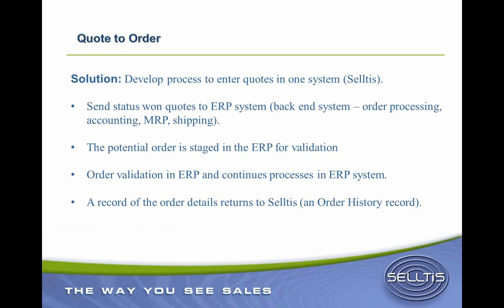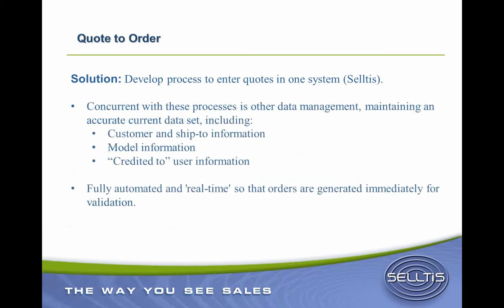If the quote is greater than $50,000, then someone needs to sign off on it. If the quote has a margin of less than X percent, then someone needs to sign off on it before we get into the order situation, before we hit go. So then that validation continues in the ERP, and as I mentioned, continues those processes. Once that begins, once we say go, then right back into Selltis is that order history. So we're not just looking at one quote, we're really looking at a validated order history detail in Selltis.